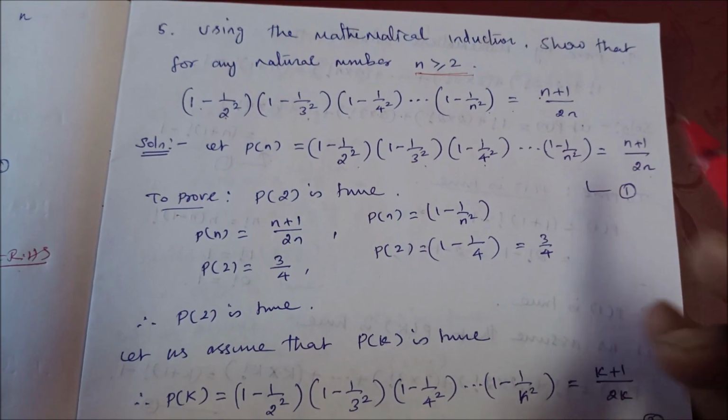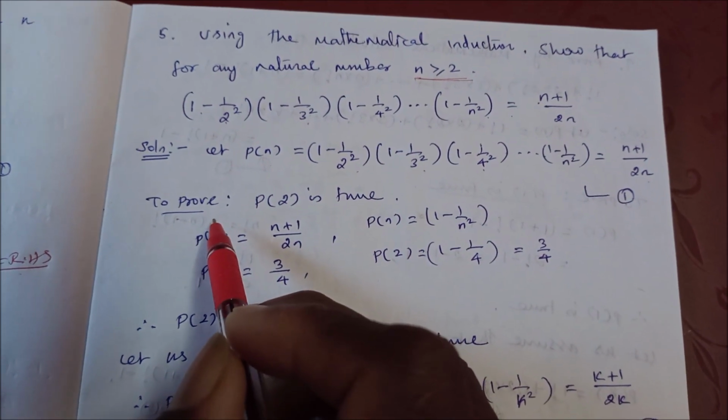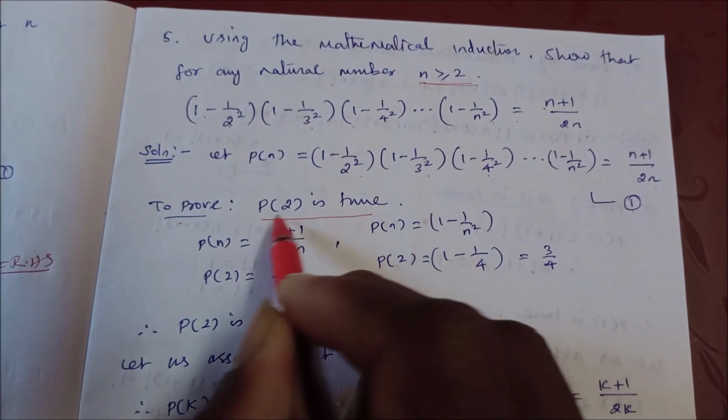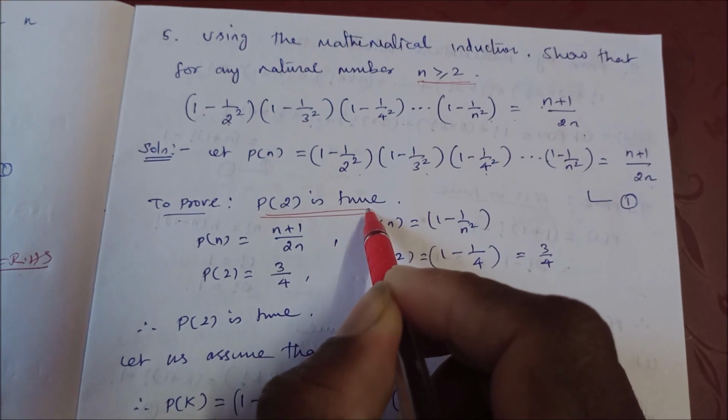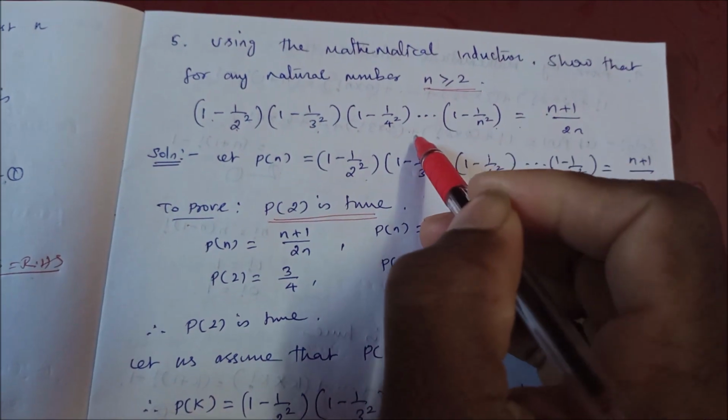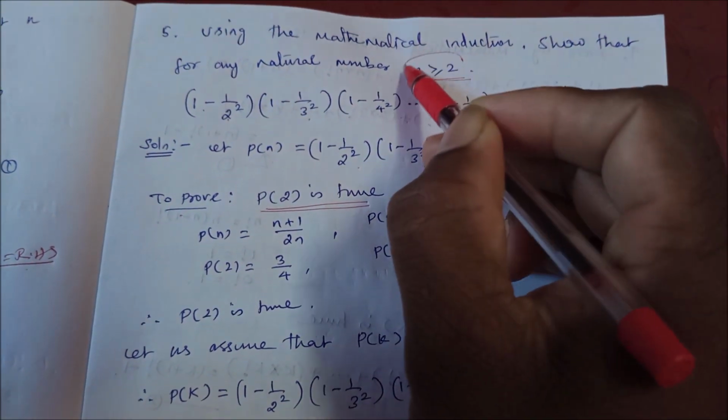Now in this problem, we prove P of 2 is true. Why do you have to prove P of 2 is true? Because the given series is valid starting with the first term, which is 2.